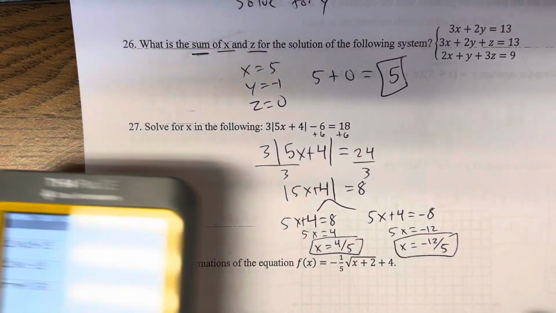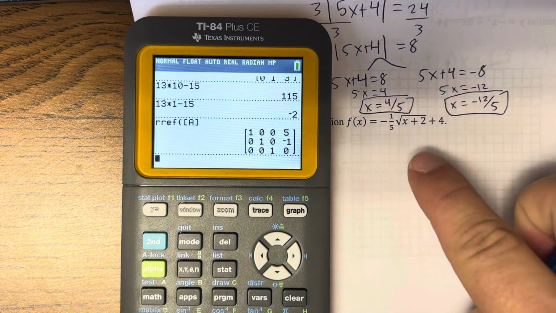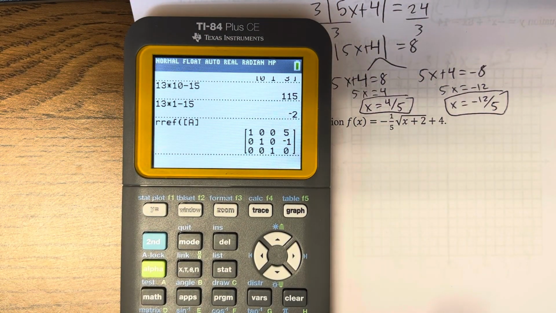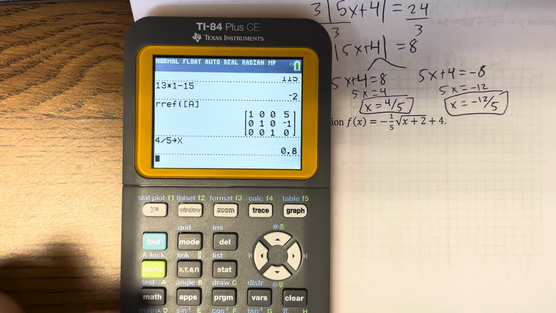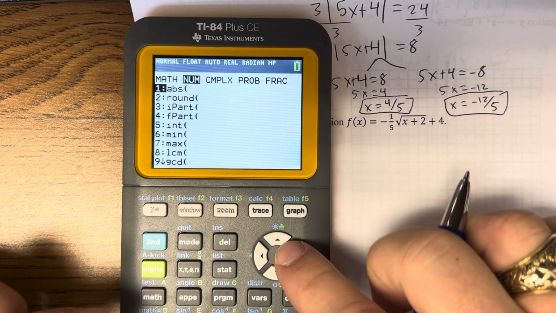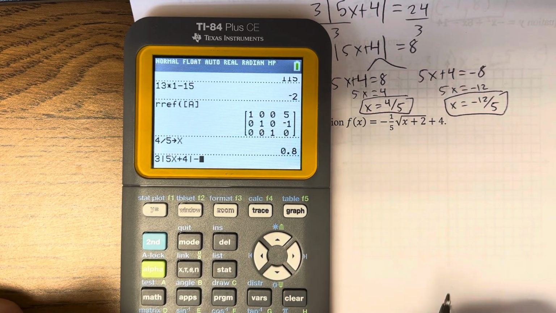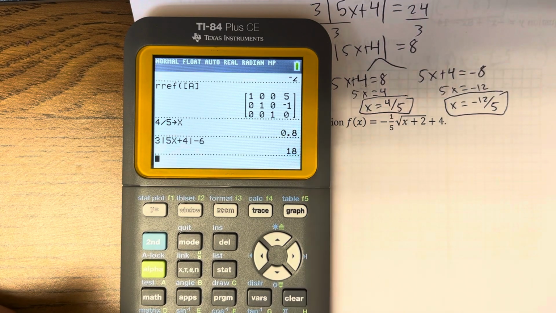And if you wanted to, you can always check your work. One way we can always do this is I can store in numbers for x. So I can put in 4 divided by 5 and store it in for x. And so now x is going to be 4 fifths. And just plug it in as it is. So 3 times the absolute value of 5x plus 4, minus 6. And see, does it equal 18? Yes, we got it right.